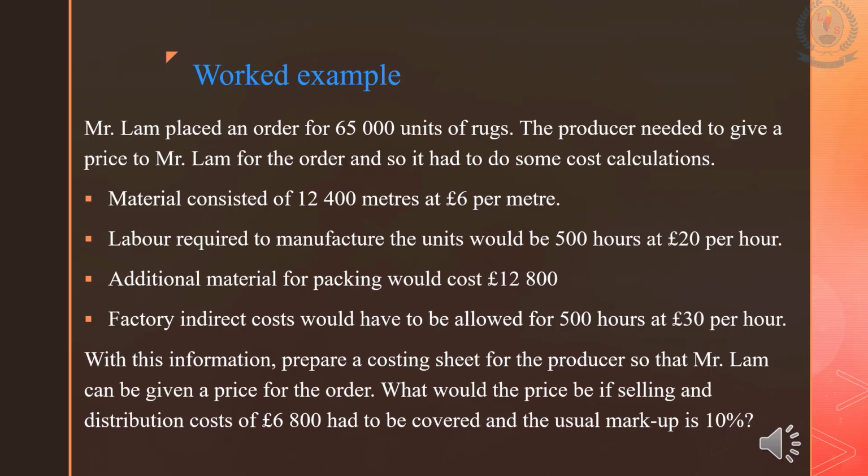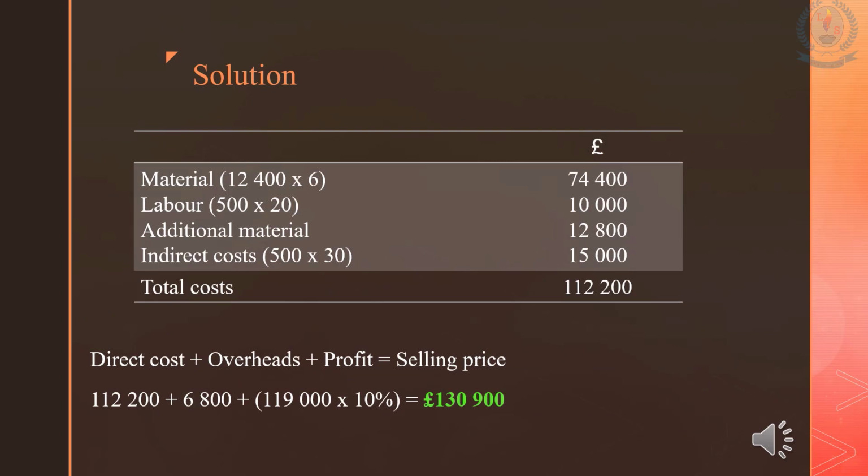With this information, prepare a costing sheet for the producer so that Mr. Lamb can be given a price for the order. What would the price be if selling and distribution costs of 6,800 pounds had to be covered and the usual markup is 10%? Can you see how the cost sheet is prepared to find the total cost using the given information?